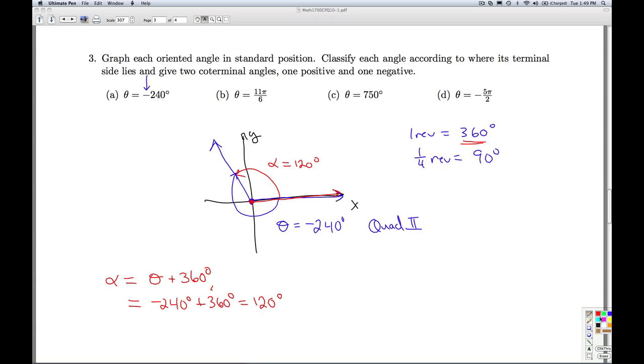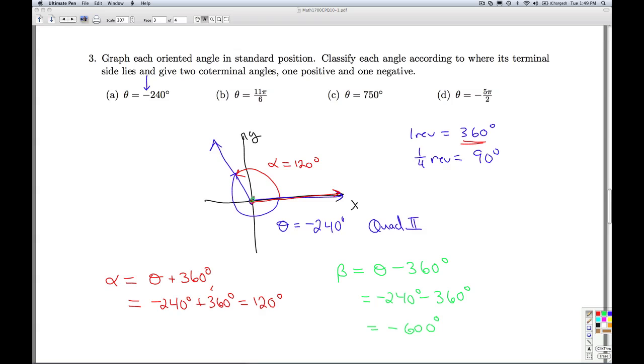To get another coterminal angle, I'll call that beta. I can take theta minus 360 degrees. So negative 240 degrees minus 360 degrees. It gives me negative 600 degrees.